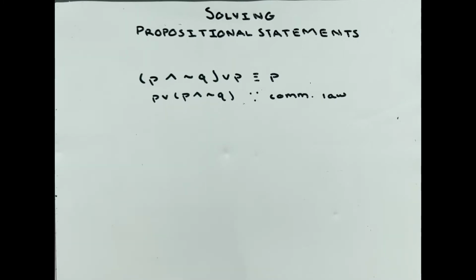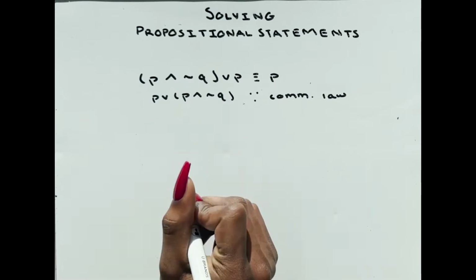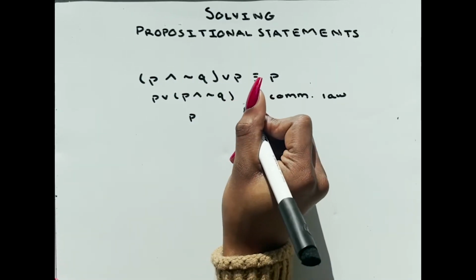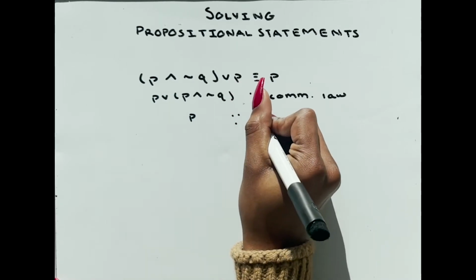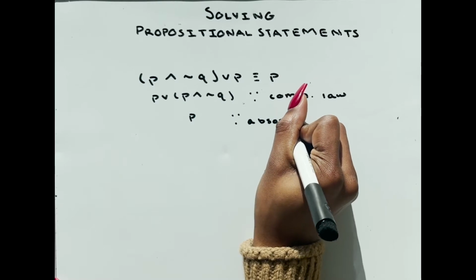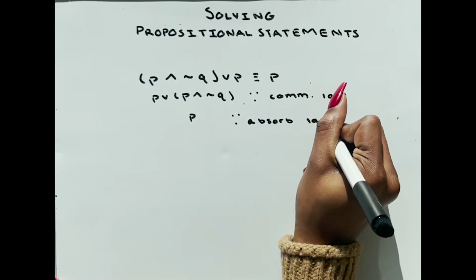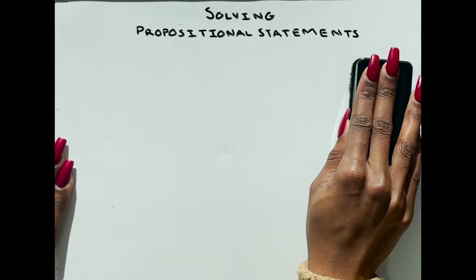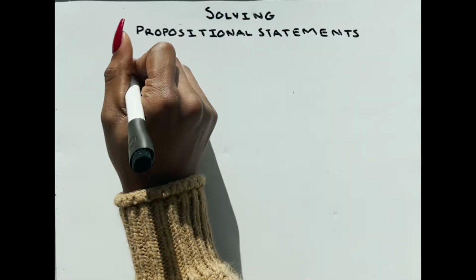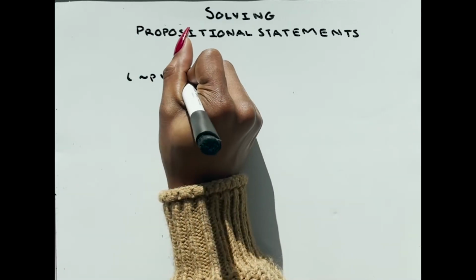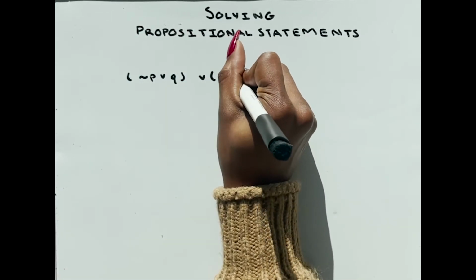For our next step, we'll simplify P or P and not Q down to simply P. We are able to simplify this term down to P by the absorption law. Hence, proved. For our next example, we'll solve not P or Q, or P and not Q.